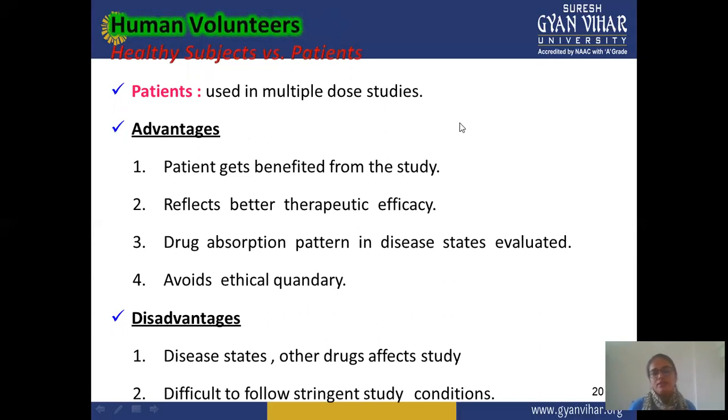The disadvantage is the disease state and the effect of other drugs on the study. If a person is suffering from a disease, you may be giving some other drug, so that drug may affect the study, and it is difficult to follow steady state conditions. So if you don't follow the steady state condition, then certain errors occur.